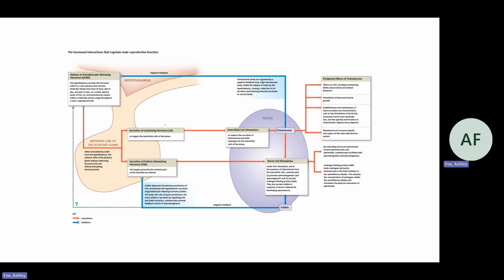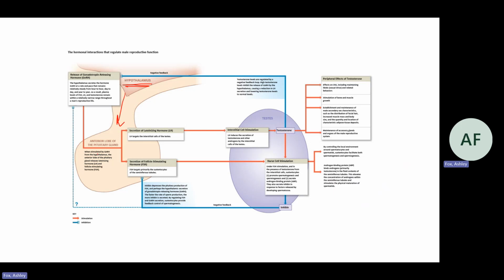So we can look at all this big picture. We have the release of gonadotropin releasing hormone from the hypothalamus. That's going to be a steady release, at least in males, to keep FSH, LH, and testosterone at a relatively normal level, unless we need to change it a lot. So it's going to be consistently released.